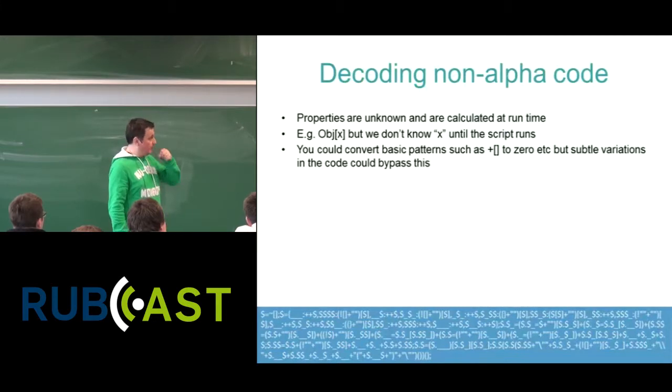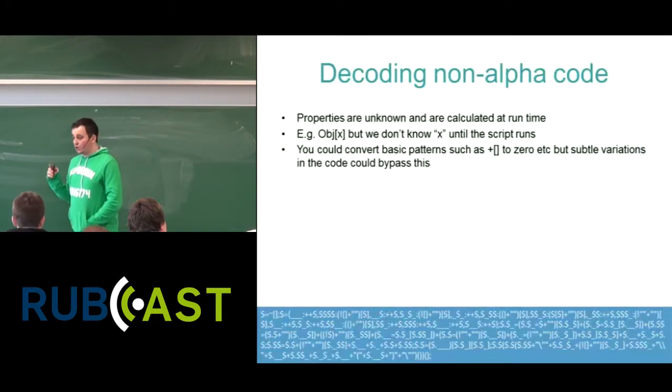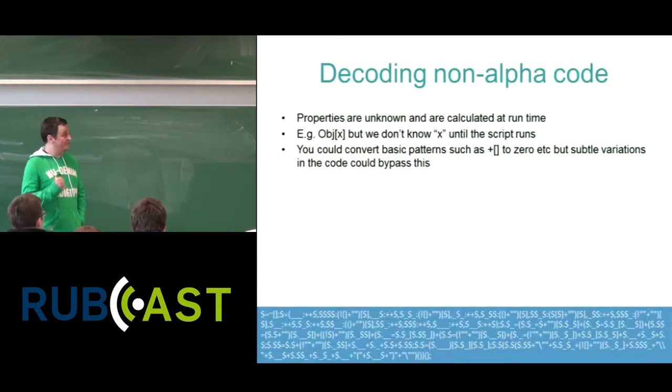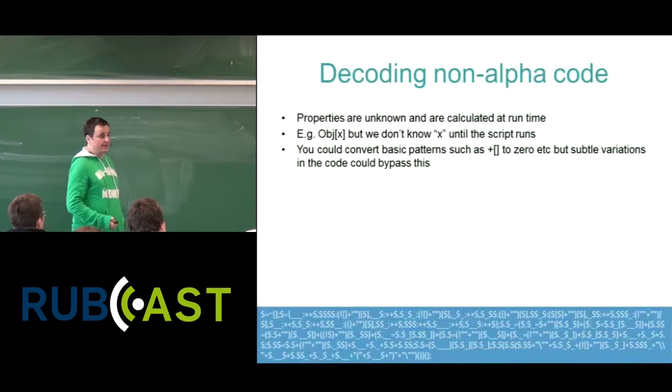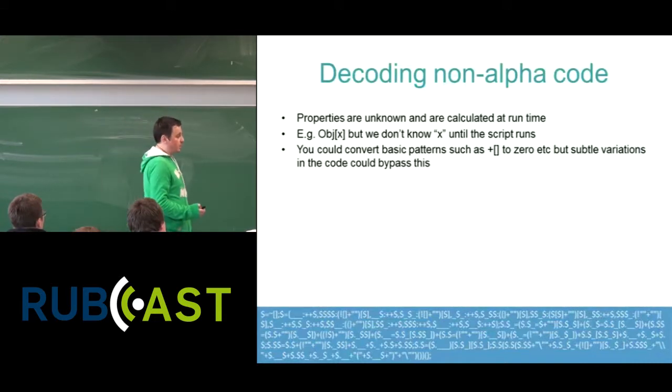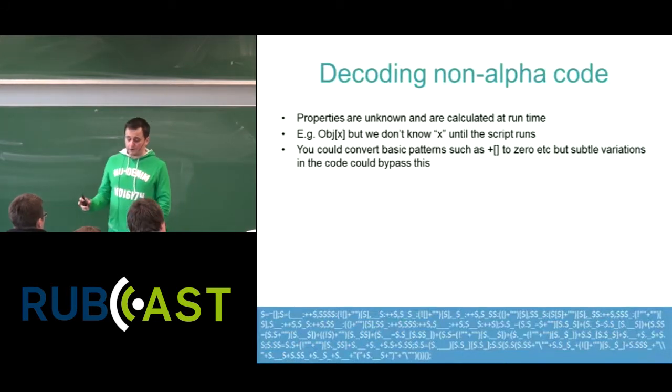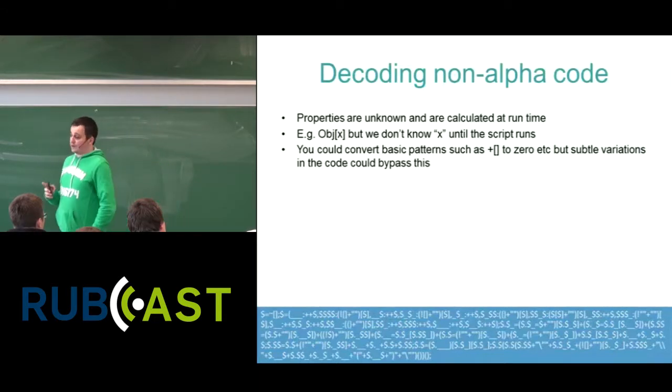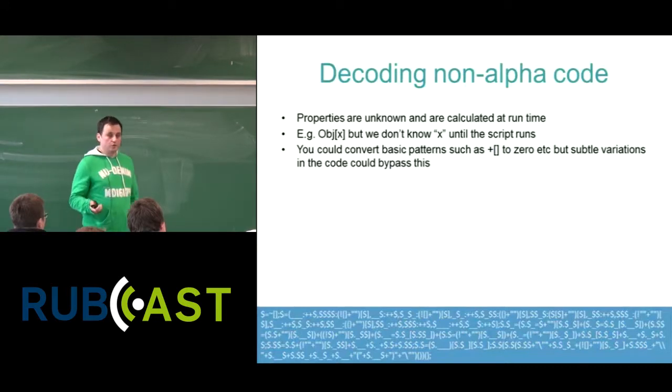So it becomes an impossible task to actually go through each part of the code and decode it. Somebody tried to do it, and there was quite a cool decoder that took the basic elements of non-alphanumeric code and then converted values such as that to 0. But it was not the correct way to do it, because any slight modification to the existing rules would break it.